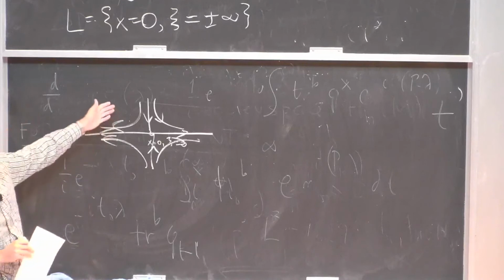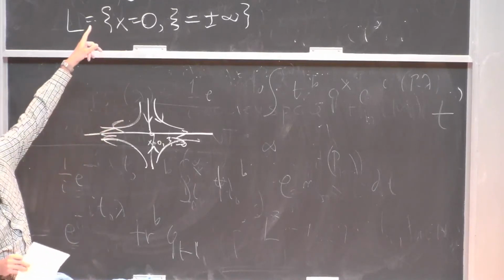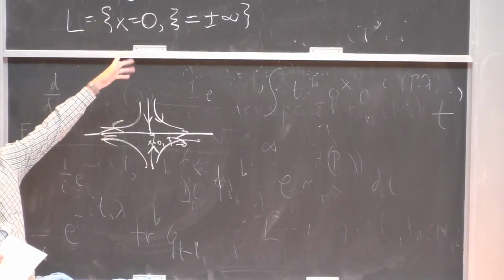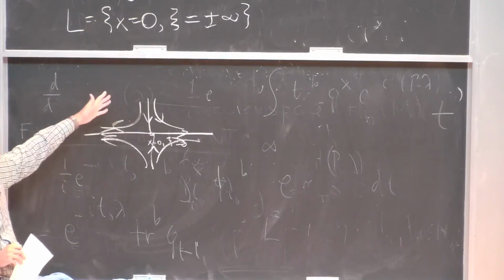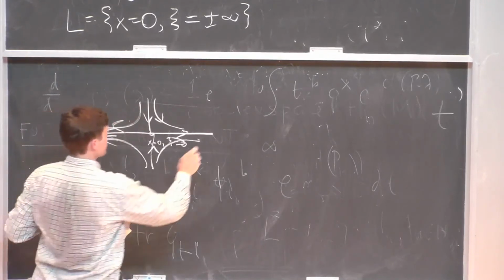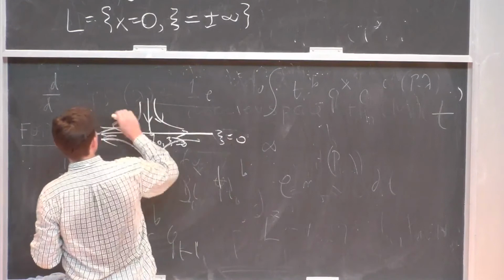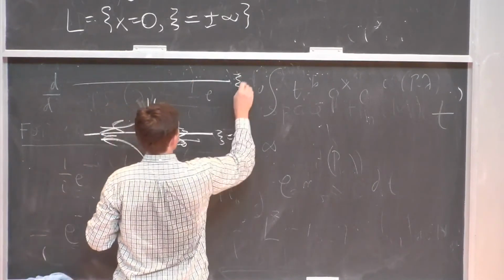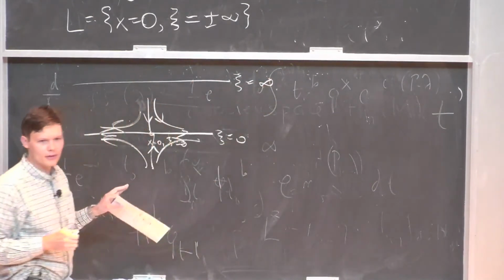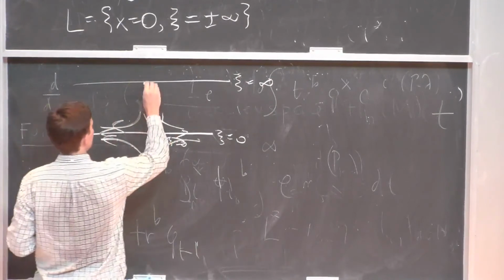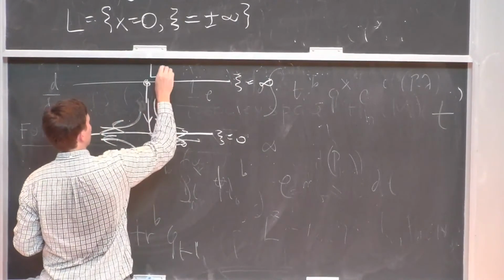I'm drawing the Hamiltonian flow of x times xi. It's there. Now I have to compactify it, however. So this is xi equals 0, and let's say this is xi equals infinity. And minus infinity looks similarly. I won't draw it. And so here is my piece of L.